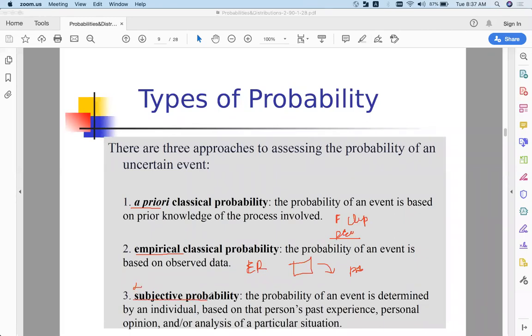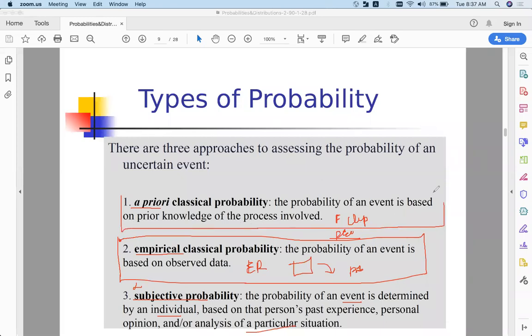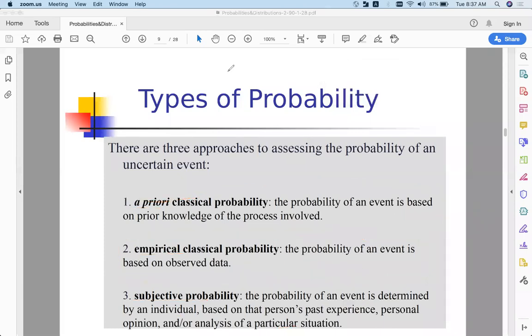Subjective probability means the probability of an event is determined by an individual based on the person's past experience, personal opinion, and analysis of the particular situation. Generally, this is where a lot of importance lies, because people start collecting data, and once the data is there, you can look for probability. This is generally not required; it is only for MCQ questions or something like that, so it's not so important. These are the basic differences between the types of probability.